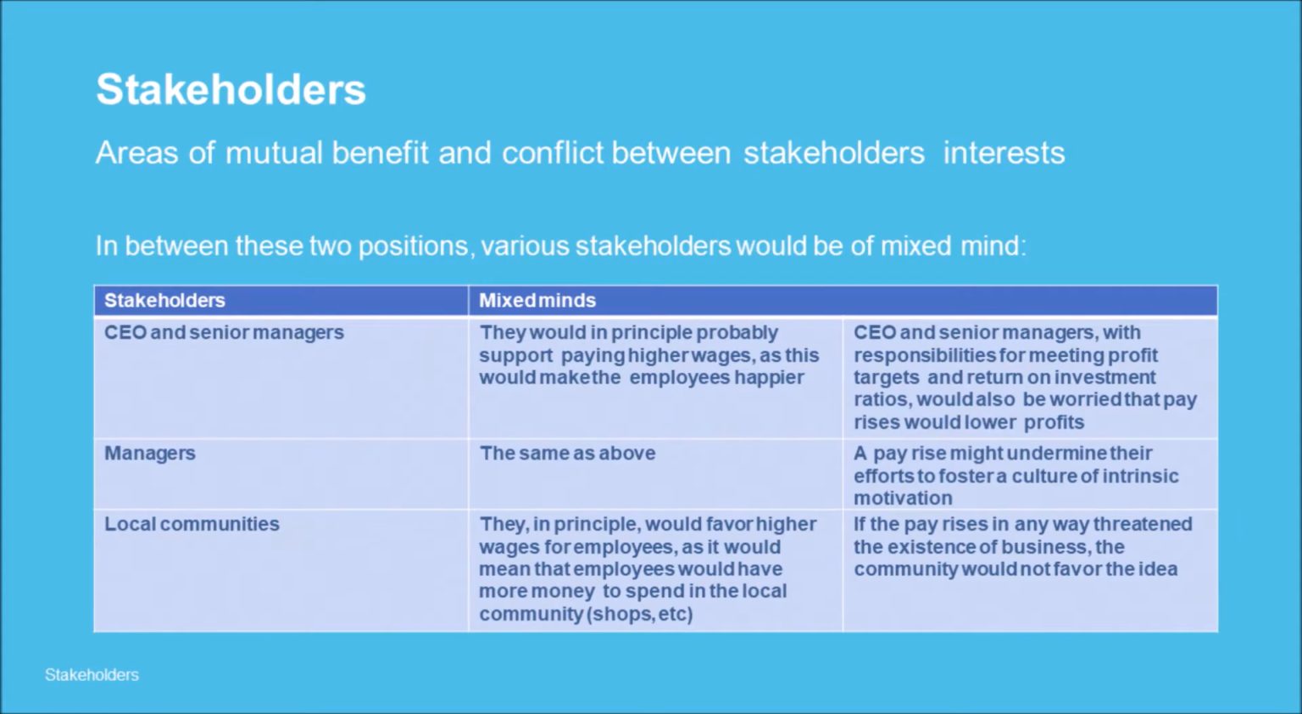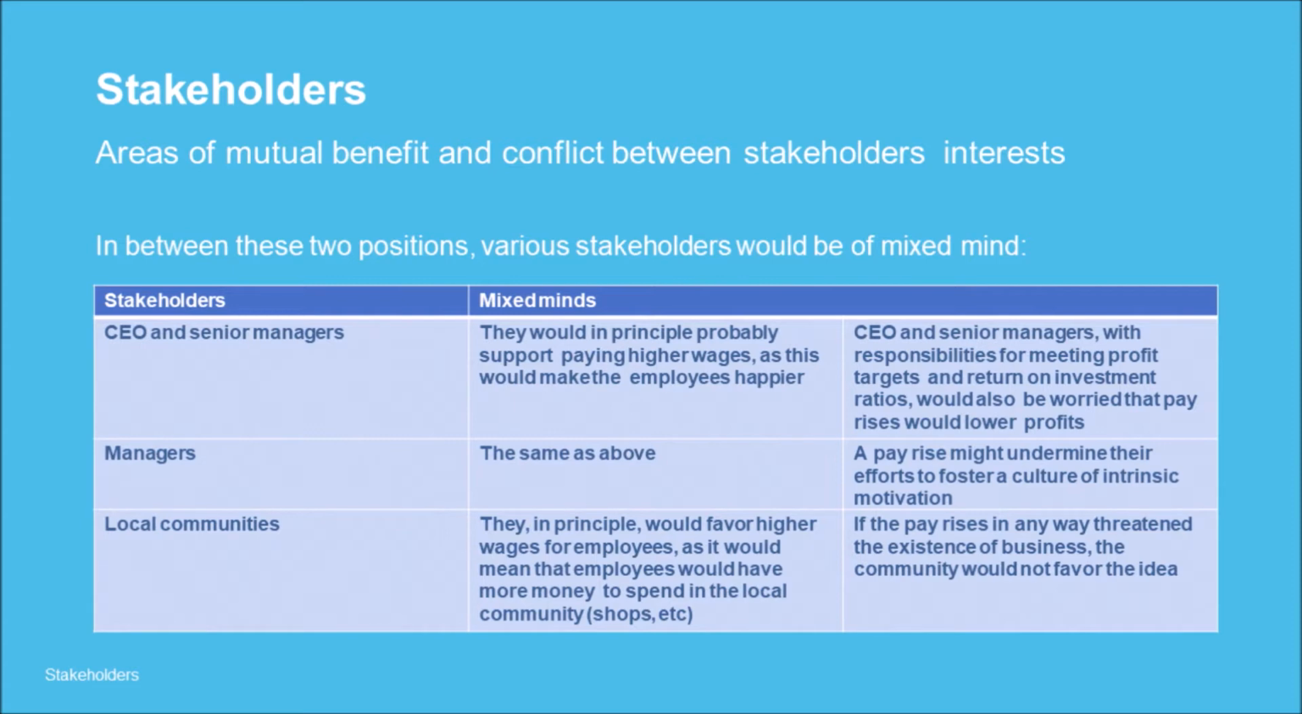Areas of mutual benefit and conflict between stakeholders' interests. In between these two positions, various stakeholders would be of mixed mind. 1. CEO and senior managers. They would in principle probably support paying higher wages, as this would make the employees happier. CEO and senior managers, with responsibilities for meeting profit targets and return on investment ratios, would also be worried that pay rises would lower profits.